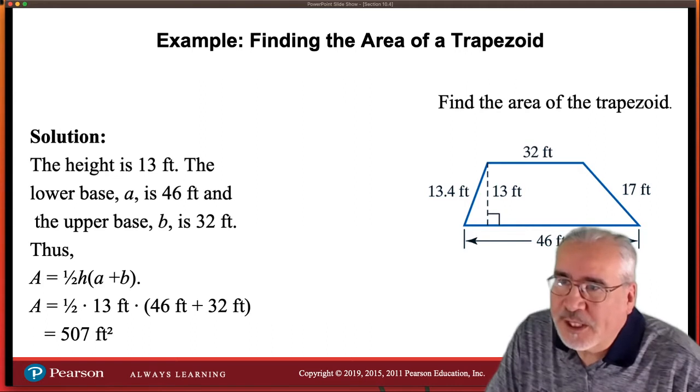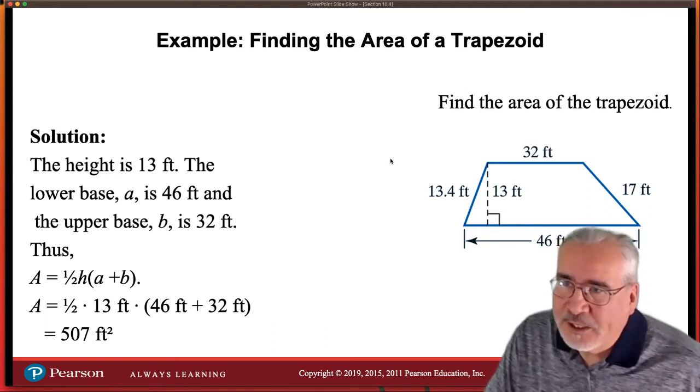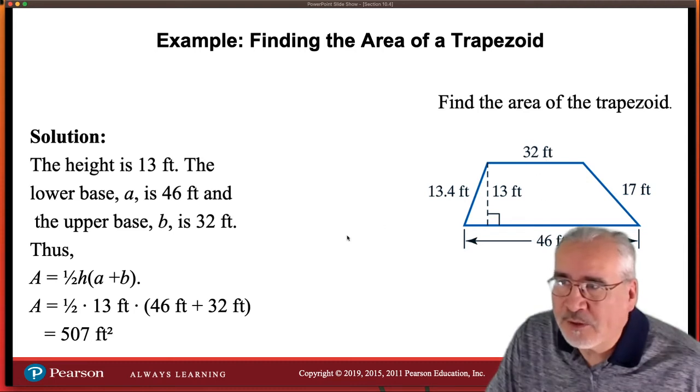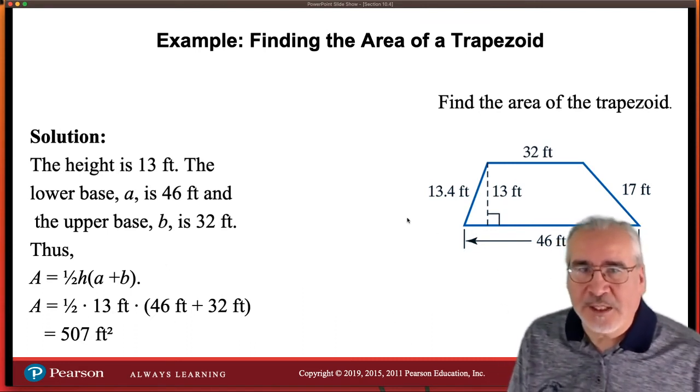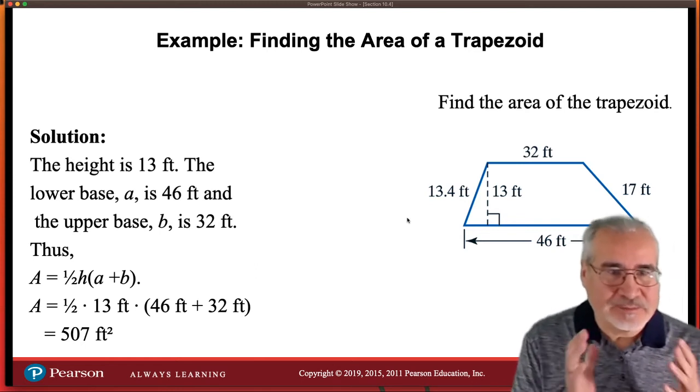Okay, so again, we've got the trapezoid that's given. We just follow the formula. We add the 2 bases together, here 46 plus 32. We multiply times the height, 13, and we take half of that because that's how it works.